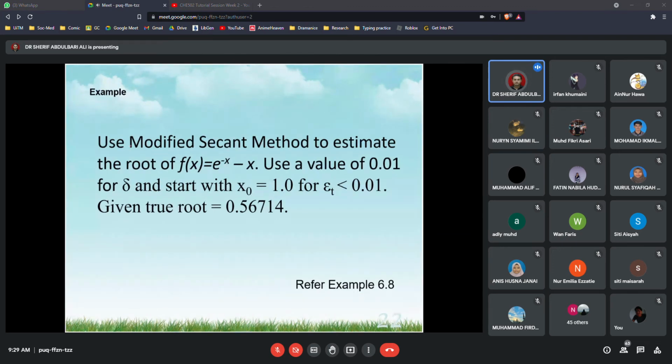Here we are going to use the modified secant method to estimate the root of this function. Use the value of 0.01 as the perturbation fraction number, the constant number. But see what's the difference here. The starting initial value of x i is equal to 1. The modified secant method will not give you two points, just one single initial value. We need to iterate until the relative error is less than 0.01. And this is the true value. So let's see how to solve.